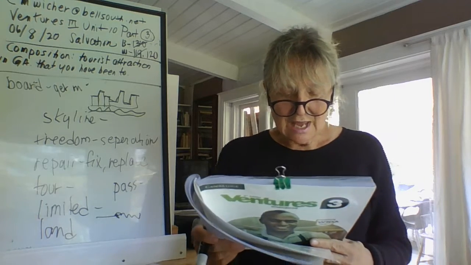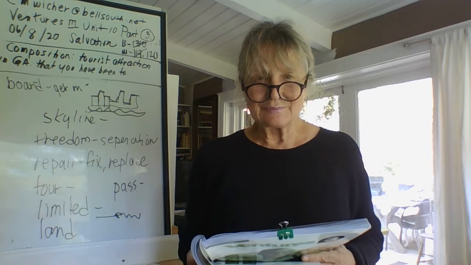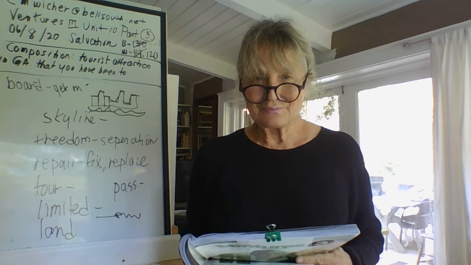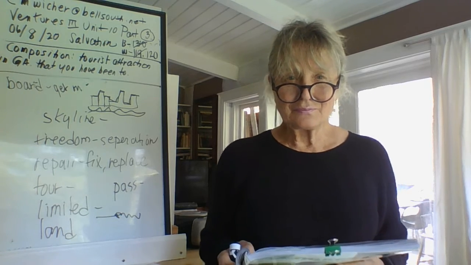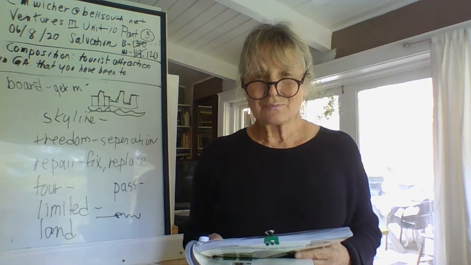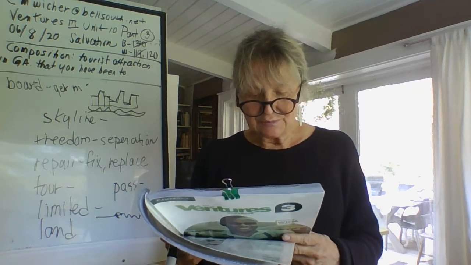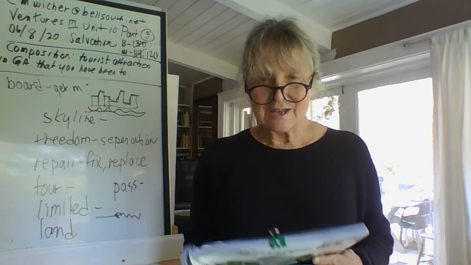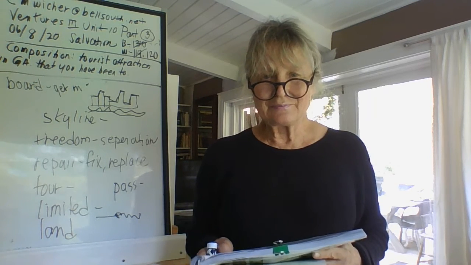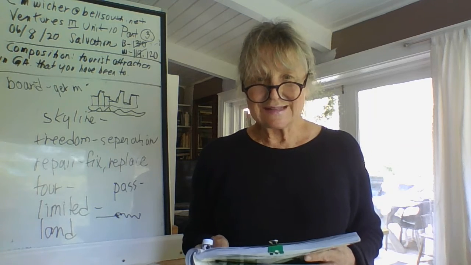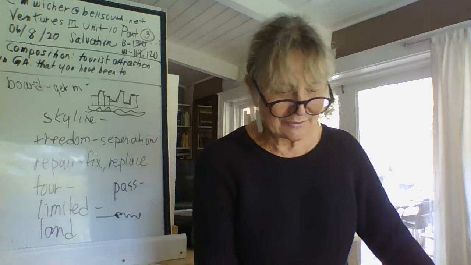False. Number 7, Lady Liberty's crown has 7 points. True. And what do those 7 points represent? The 7 continents and the 7 seas. The next one, you cannot buy tickets in advance to see the Statue of Liberty. True or false? Yes, that's false. You can buy tickets in advance to see the Statue of Liberty.